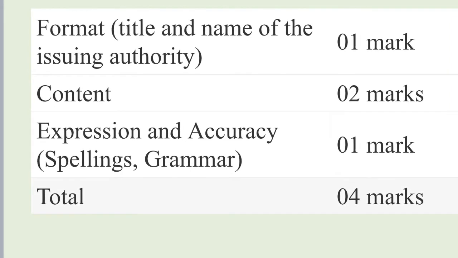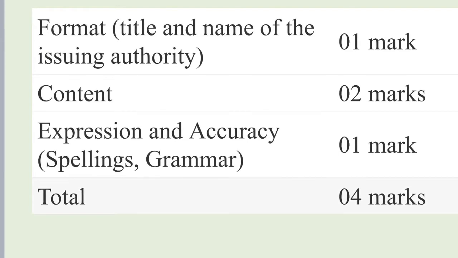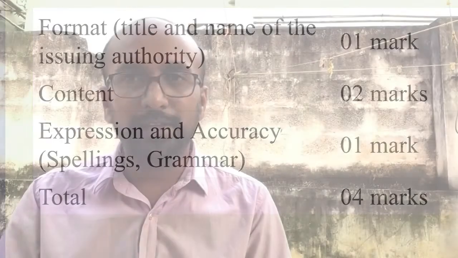And 1 mark is for expression and accuracy. Your spelling matters and grammar also. Never use abbreviations inside your poster. So total it goes to 4 marks. That was the marking scheme. And now let us go to the format.